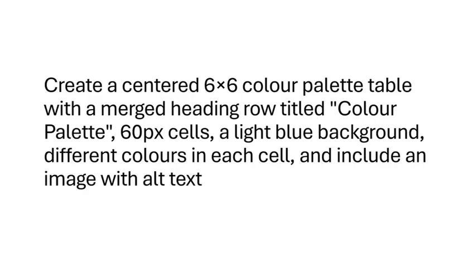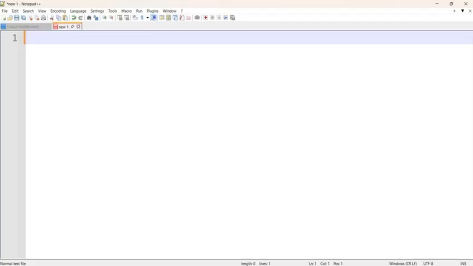Here's the question. Create a centered 6x6 color palette table with a merged heading row titled color palette and 60 px cells, a light blue background, different colors in each cell, and include an image with alt text. Let's save our Notepad++ with the .html extension.